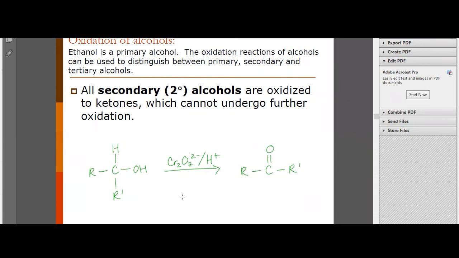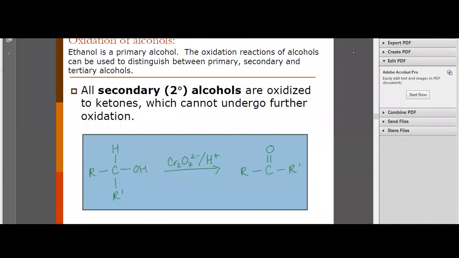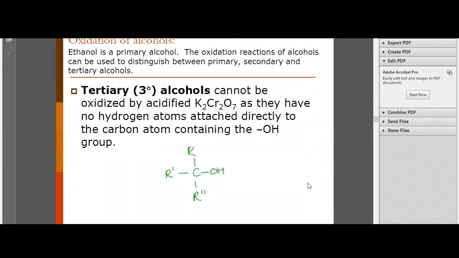Okay, how about tertiary alcohol? The tertiary alcohol has three R groups around the C-OH. So the oxidizing agent could not find any hydrogen around this carbon. So tertiary alcohol will not undergo the oxidation process. So oxidation only occurs in primary and secondary alcohol.